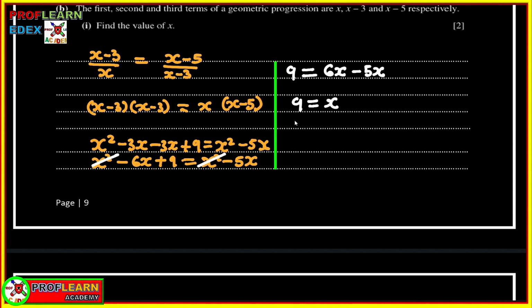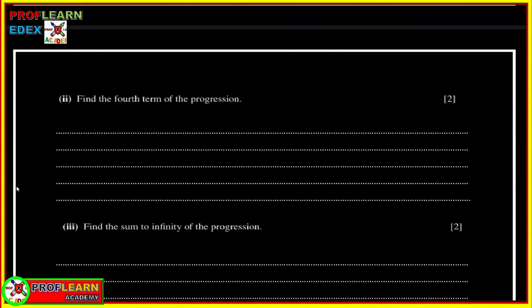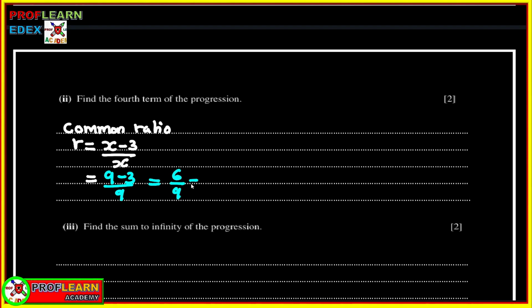Yeah, this quadratic equation actually is going to cancel out, and then we are going to have our x equals 9. Then substituting into the terms that we were given, we can know the common ratio and the first term. So we know that x is 9 minus 3, that becomes 6 over 9. And if you simplify, you are going to get 2 over 3 as the common ratio.